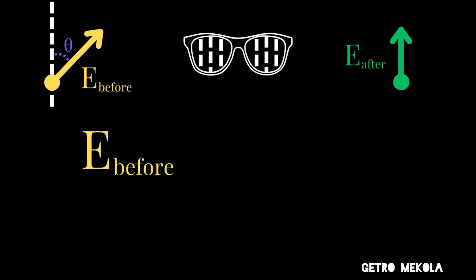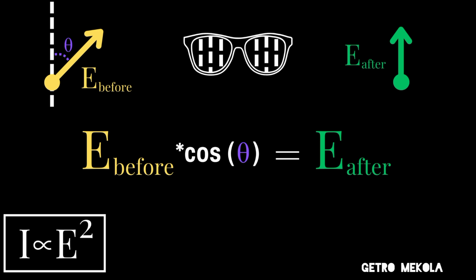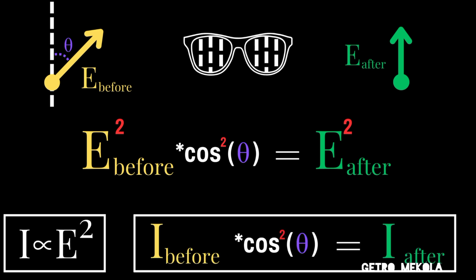So the electric field vector before times cosine of the angle to get the parallel component will equal the electric field after. Since we care more about the intensity than the electric field, we can convert this equation by using the fact that the intensity of light is proportional to the square of the electric field. So squaring both sides and plugging in the intensity, you get the final equation that tells us how much light intensity would theoretically make it through. And this equation is known as Malus's law. So it's not multiplied by cosine of the angle, but cosine squared of the angle.